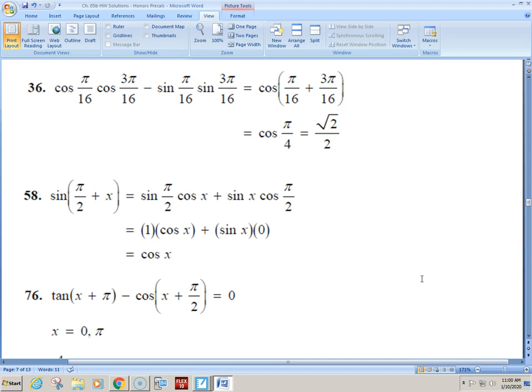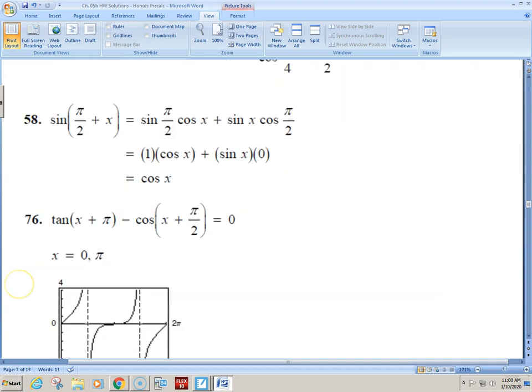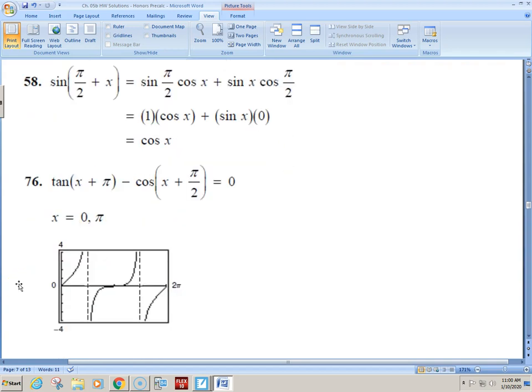Number 58, is this a verify? Should you put a T-proof on this one? Yeah. Okay, careful, remember they don't do T-proofs because they're lame. But either way, you could have plugged in, right? Gone to your formula, gone to your unit circle. Check. Number 76 was a solve though.